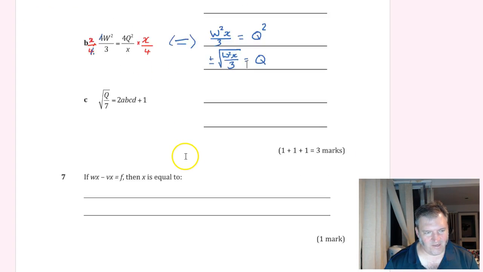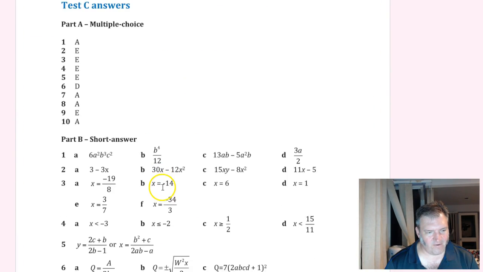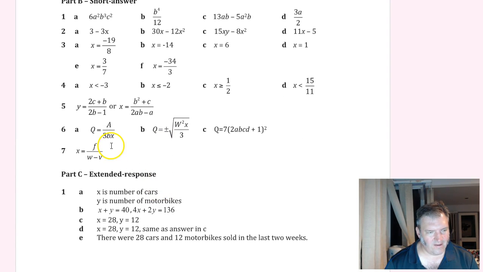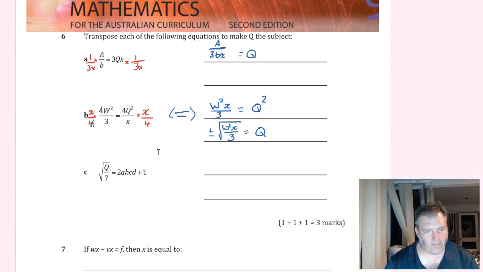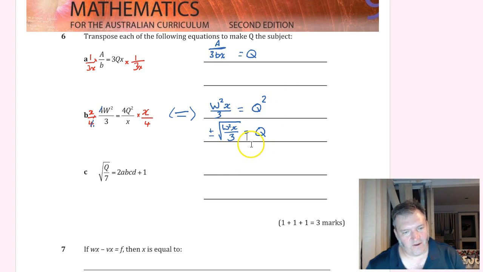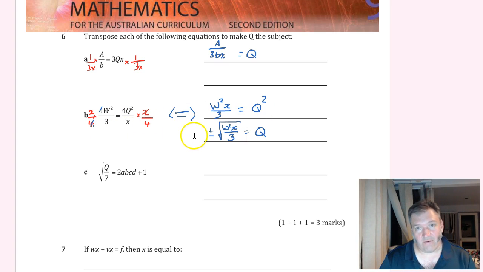I wonder what they actually did for that one. Let's scroll down and just have a look at their answers. Remember, all the answers are down here. Well, yeah, plus or minus, they did the right thing. Well, we'll give them some credit there. Plus or minus w squared x over 3. Don't worry too much about that for now. You're not going to get anything like that on the test. But hopefully you can just see how I rearranged it. If you can do that, that's fine.